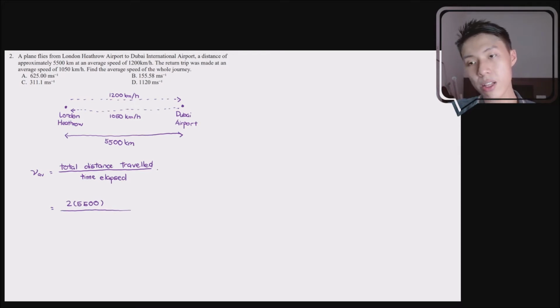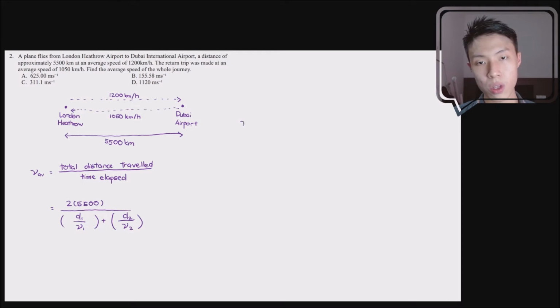Then after that, the time elapsed. I'm going to find the time elapsed. You can do it on the side, find the time taken to travel the first part and the second part of the journey, then substitute it in. But you can do it right away inside here as well. The time elapsed will be the distance traveled for the first part of the journey divided by the average speed for the first journey, plus the distance for the second part of the journey divided by the speed of the second journey.